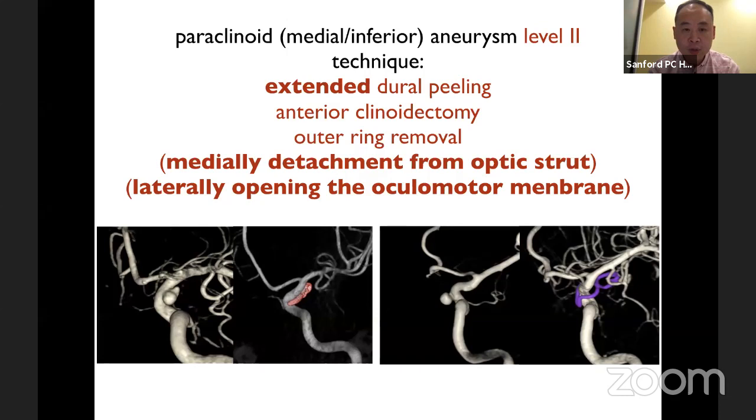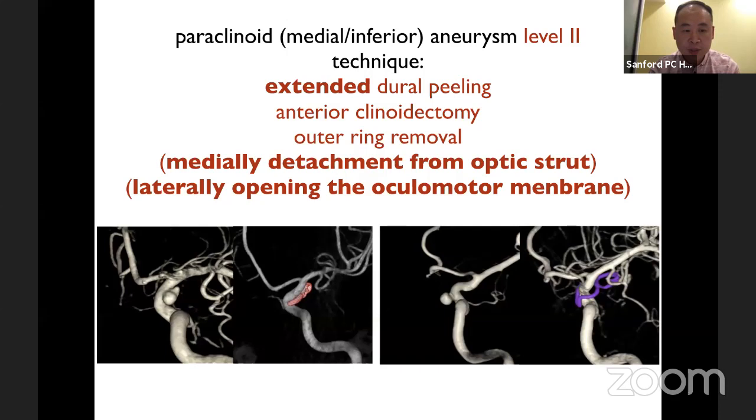Then the same, you do the anterior clinoidectomy, and you have to know how to remove the outer ring. But at this level, you have to know the real anatomy of the outer ring, because medially the outer ring is attached to the optic strut. So you have to cut the outer ring all the way and detach it from the optic strut. When you deal with the medial type of aneurysm, you have to detach the outer ring from the optic strut because sometimes you have to put fenestrated clips. If you don't remove the medial aspect of the dural ring, you cannot advance your clips into the carotid cave space.